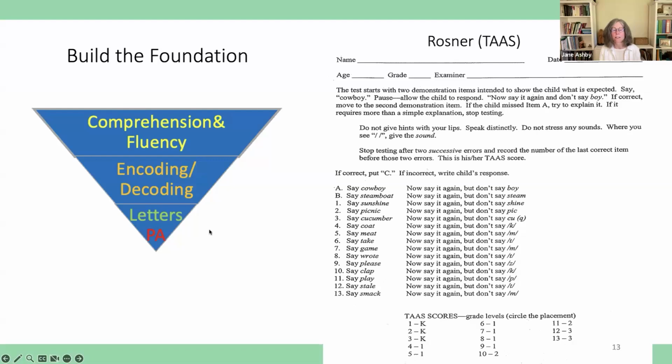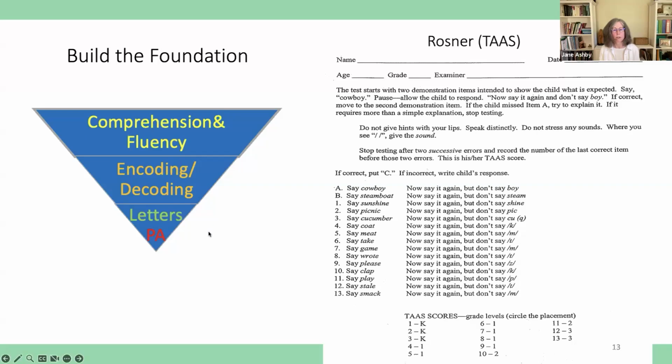So the Rosner, named after Jerome Rosner, is just an orally administered screener. You can see here there's 13 items. It's super quick. It's also freely available. You can just Google Rosner, TAAS, Test of Auditory Analysis Skills, and it'll come up along with these directions for instruction. I tend to not pay attention to these scores because I'm not interested in the grade level scores. I'm interested in using it to identify where to begin instruction.